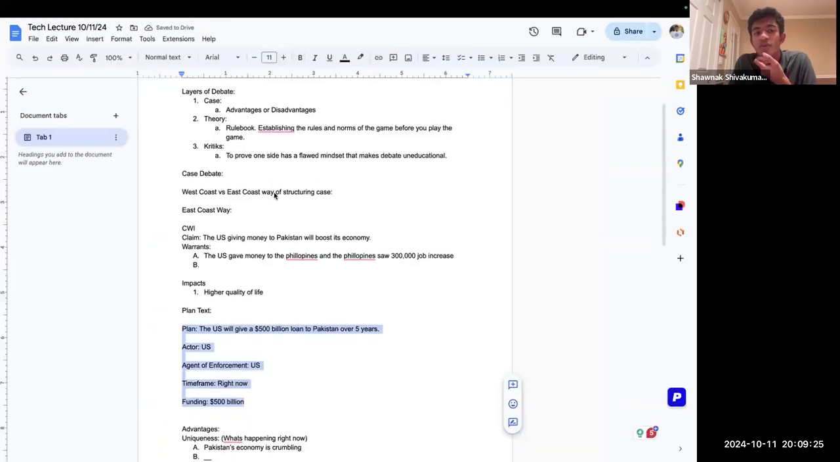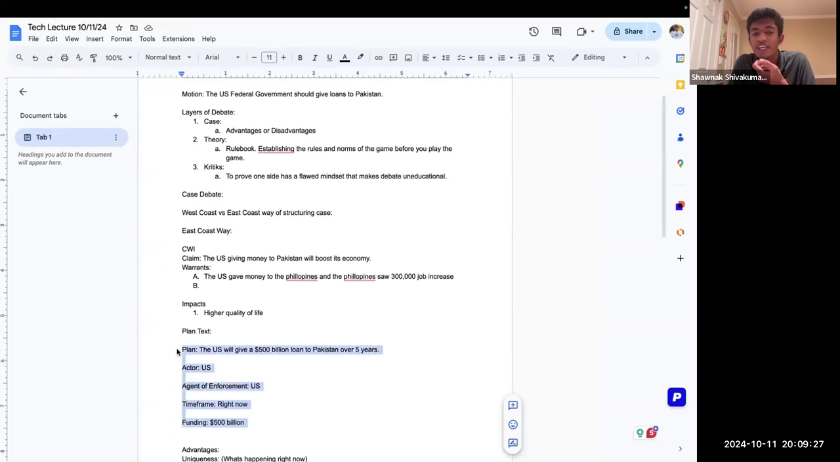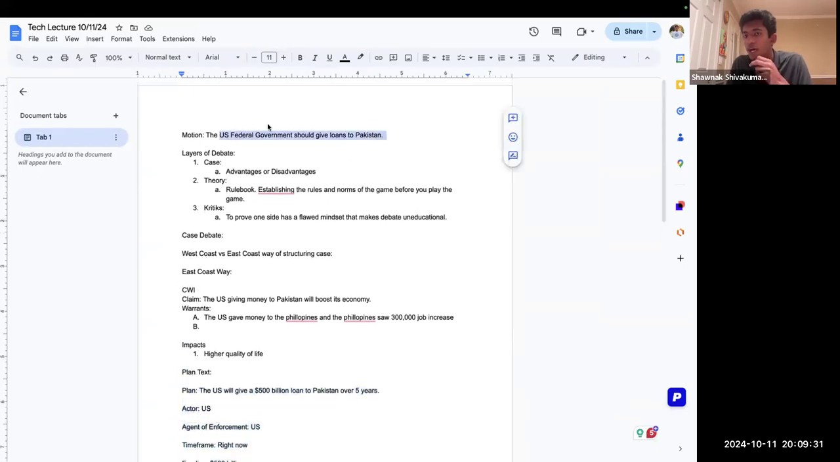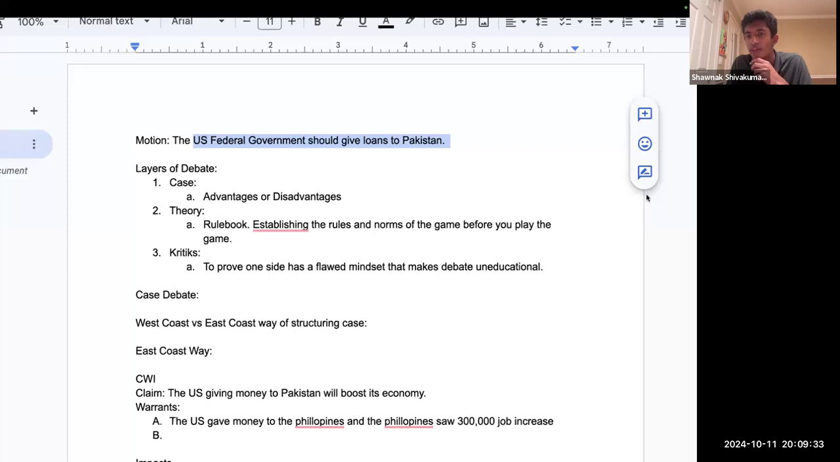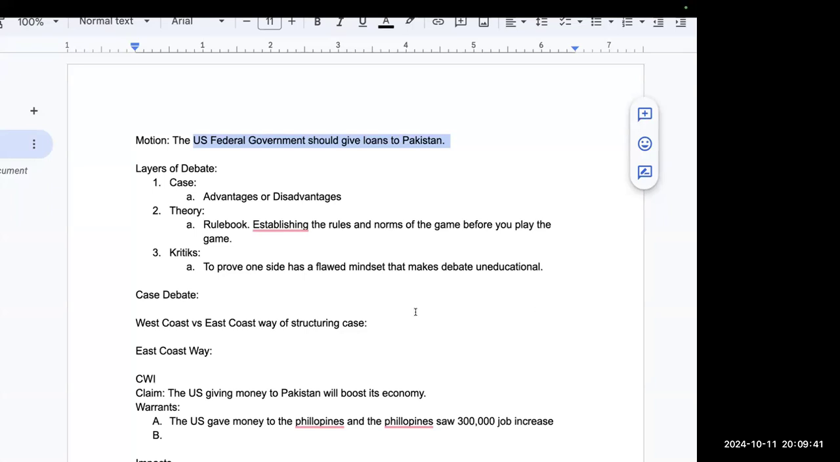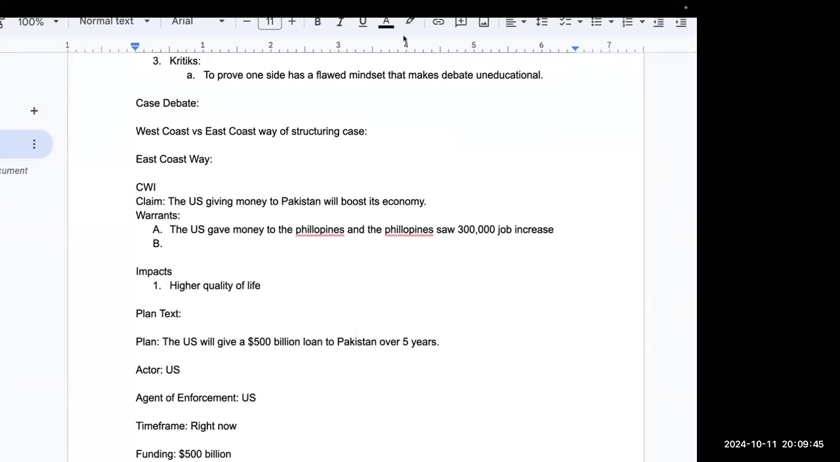Can anyone think of why this is needed in a debate round? What happens if we don't know how much we're giving as a loan to Pakistan? Why might that make the round unfair? They could say you could give $1 or $100 trillion. There's no specification on funding.